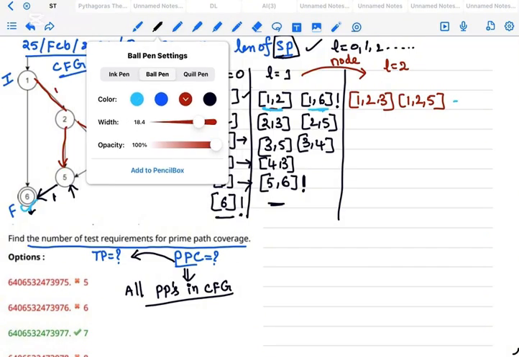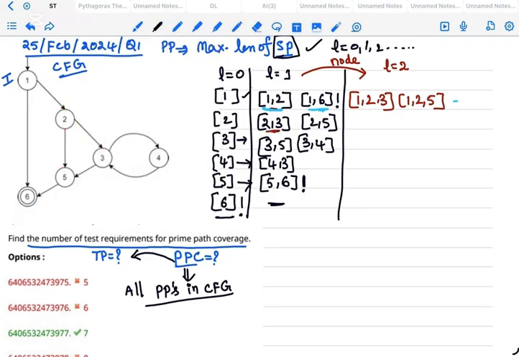Next we will select 2 to 3, to extend the length 2 to 3. Is it possible to extend? So 3 to 5, right? 2 to 3, 3 to 5, length becomes 2. Next 2 to 3 and 3 to 4 is also possible, right? 3 to 4. Only these two are possible, no other.